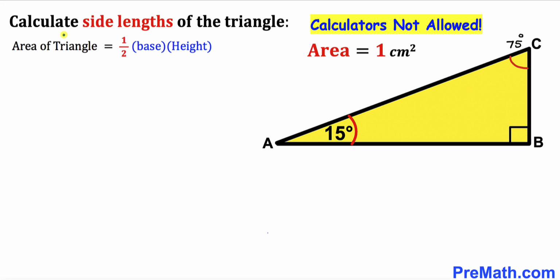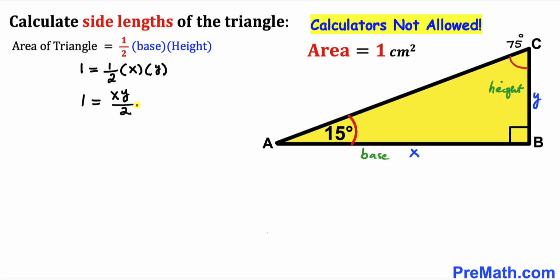Now let's recall the area of a triangle formula. Area equals a half times base times height. In our case, this AB is our base, and this BC is our height. Let's assume the base of this right triangle is x and the height is y. We know the area of this triangle has been given to us as 1. So let's fill in the blanks in this formula. The area 1 equals a half times x times y.